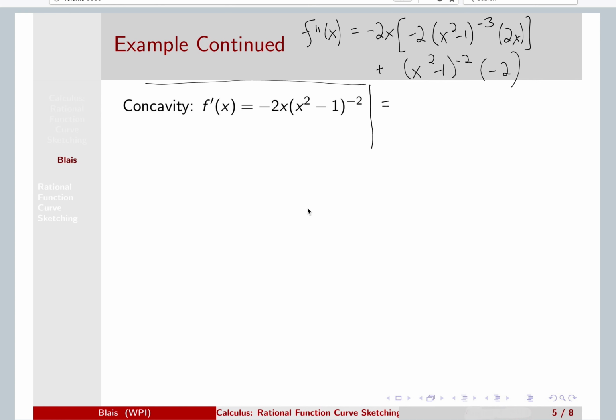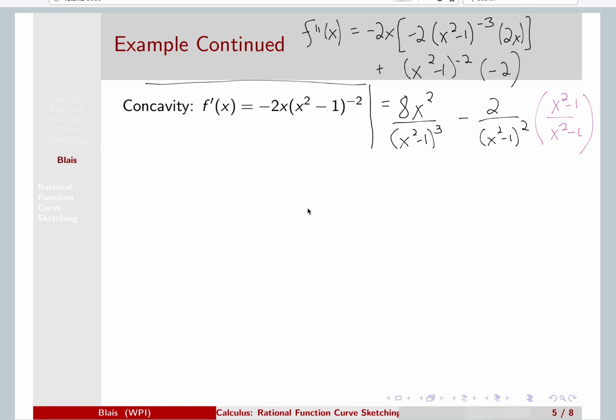This becomes, we have a minus 2 times a minus 2 times a 2, so that'll be 8. We have x and x, so we have 8x squared. And then we have the quantity x squared minus 1 cubed in the denominator. For the second term, we have a negative 2 over x squared minus 1 squared. And this will be nicer if we multiply top and bottom of our second term by x squared minus 1. This way, we'll have a common denominator.